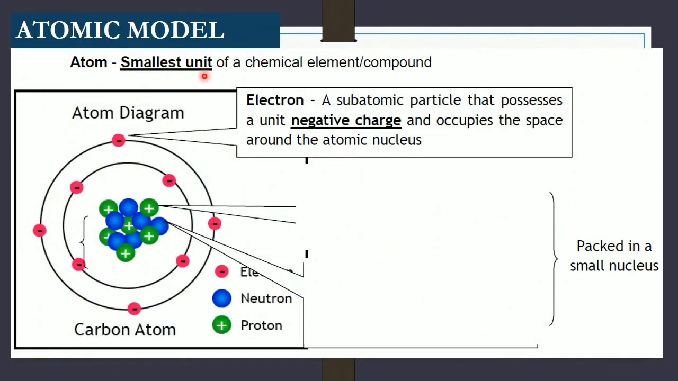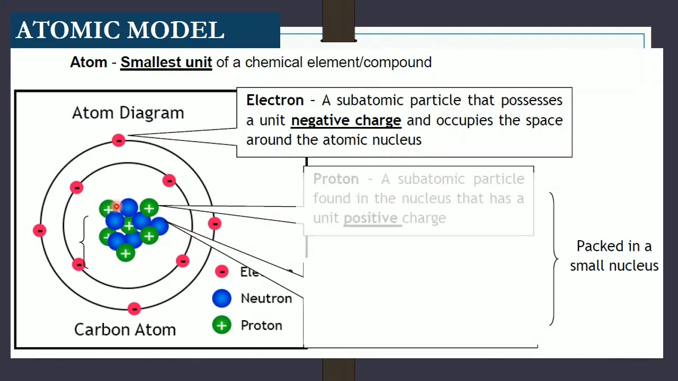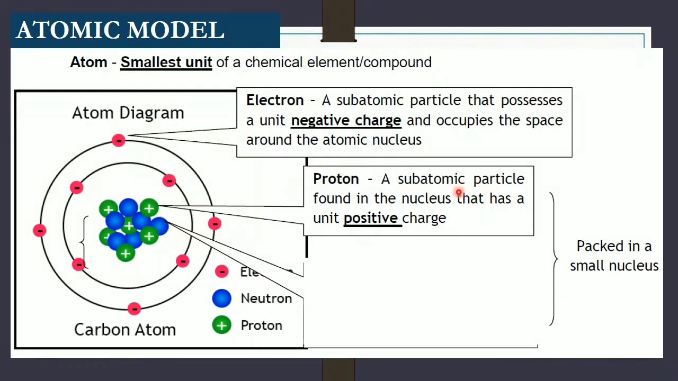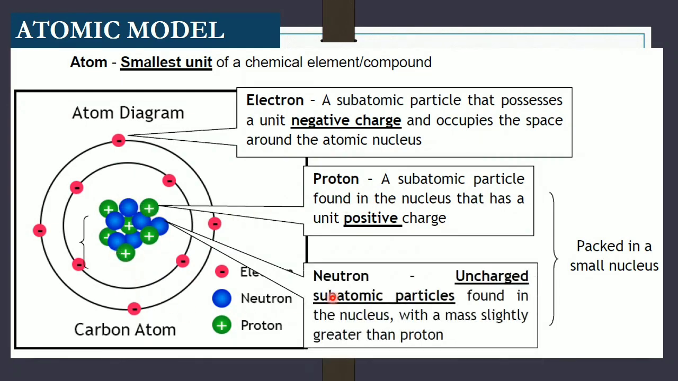An atom is the smallest unit of a chemical element or compound. This is a diagram of an atom, and there are electrons, neutrons and protons. Electrons are subatomic particles that possess a unit negative charge and occupy the space around the atomic nucleus. Basically, electrons move around in orbit and surround the nucleus. Protons are subatomic particles found in the nucleus and have a positive charge. Neutrons, which are uncharged, are also found in the nucleus, with a mass slightly greater than a proton.